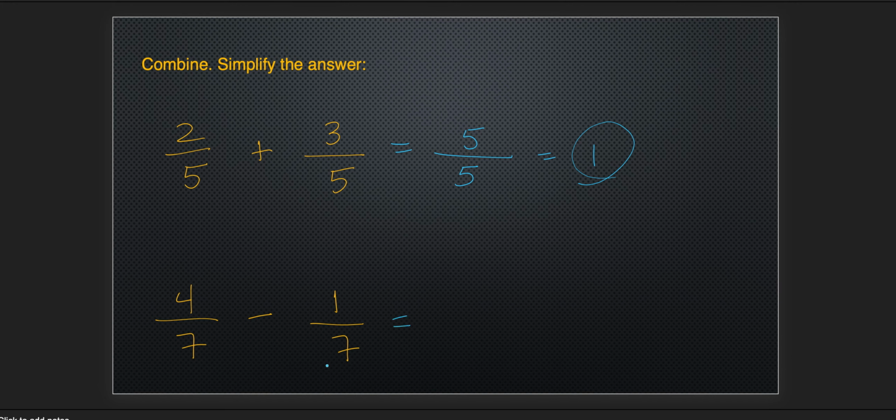Now for this one, we're subtracting 4 sevenths minus 1 seventh, and the denominators stay the same. So the denominator is 7, and then we subtract 4 minus 1, which is 3, and we just make sure that's simplified, and that's it.